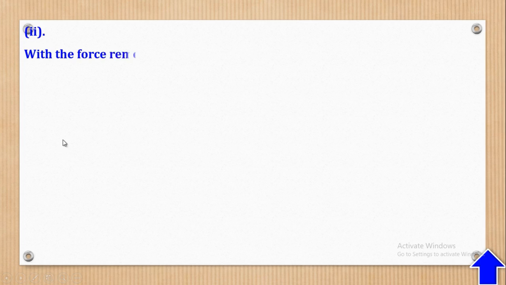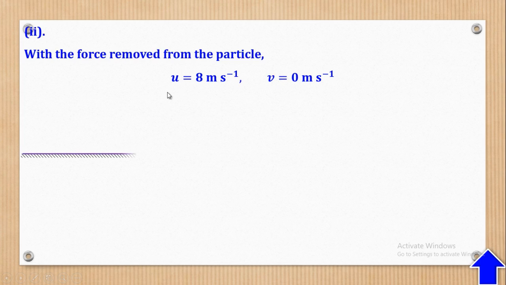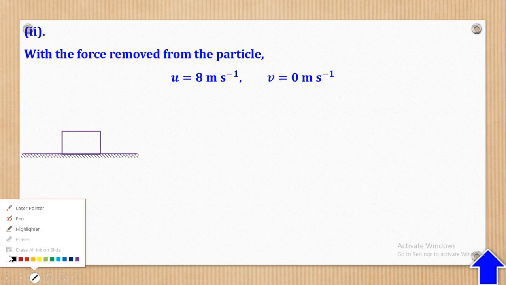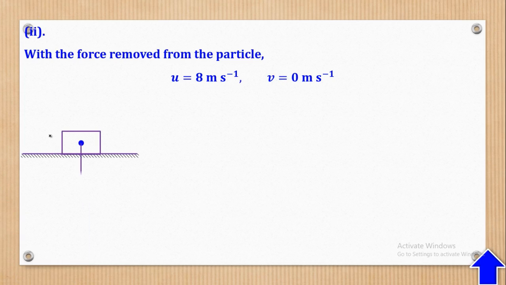Then for Roman 2, with the force removed from the particle, it implies that u is now 8, v is 0, because they told us that it comes to rest. So the first thing to do is to make a sketch. So the particle is of the weight 5g, and because of the weight there will be a normal reaction, which is R. Since the force was removed, the forward force here is 0. But the resistance is still there, which is F, and the direction of motion is to the right. And now the acceleration has also changed, it's now A2.